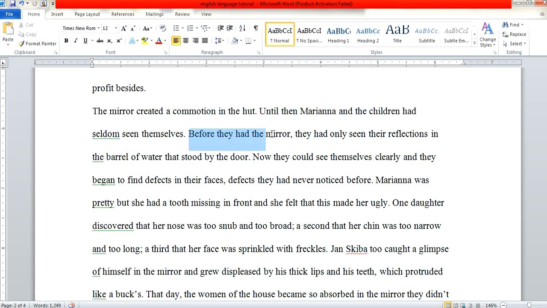So, before they had the mirror, they had only seen their reflections in the barrel of water that stood by the door. And for us as 21st century people, that's very unusual or really doesn't occur. We see ourselves in mirrors when we're on Skype or taking a selfie to put on Instagram or Tumblr or Twitter, tweet, or stuff like that.